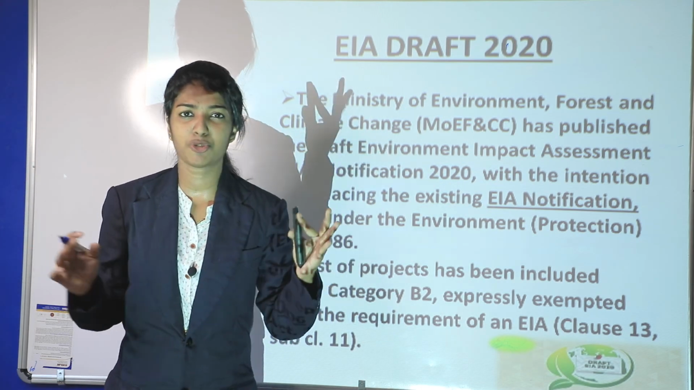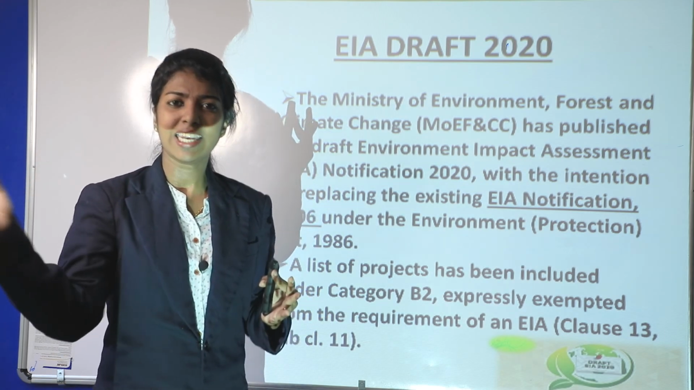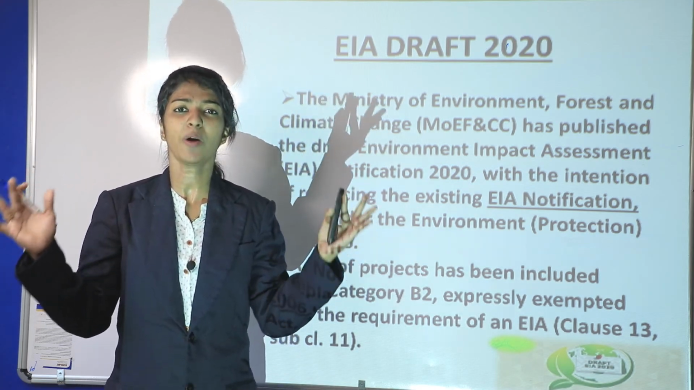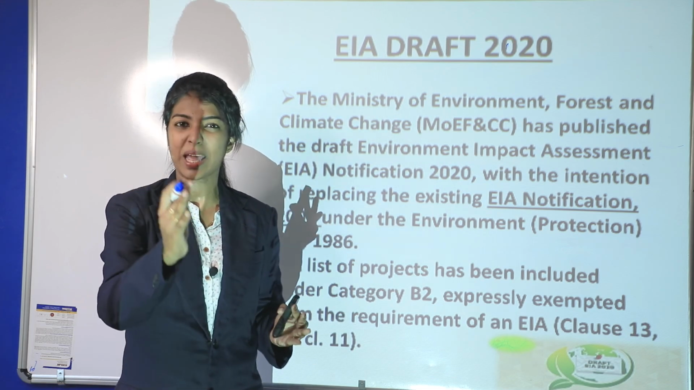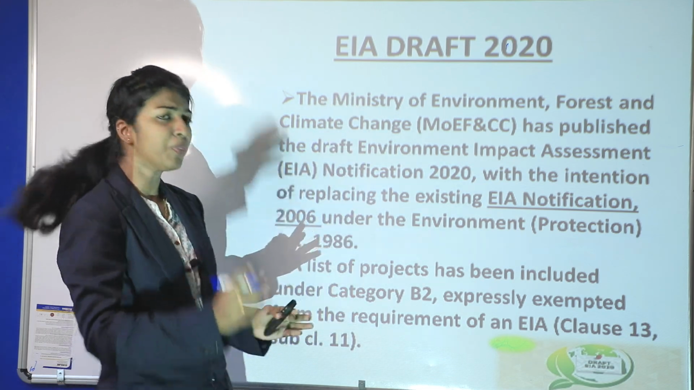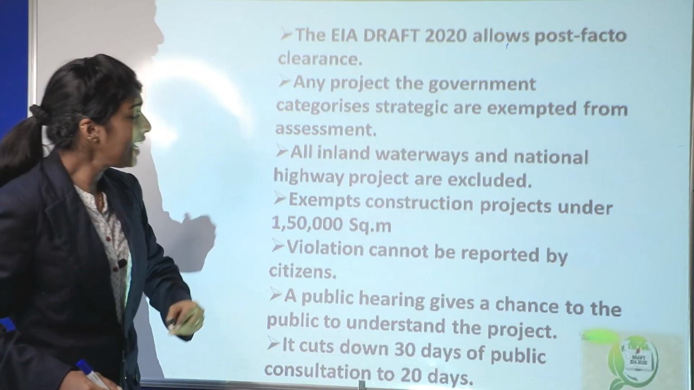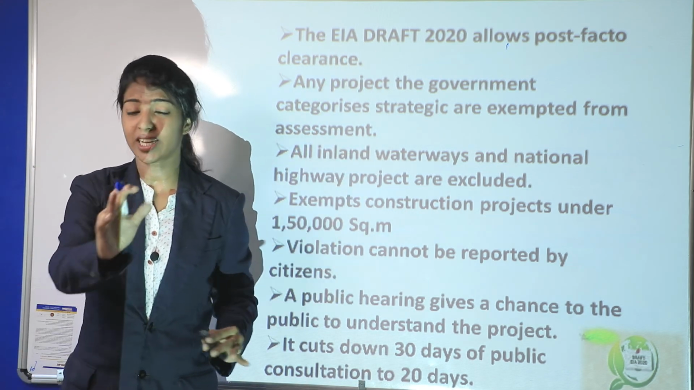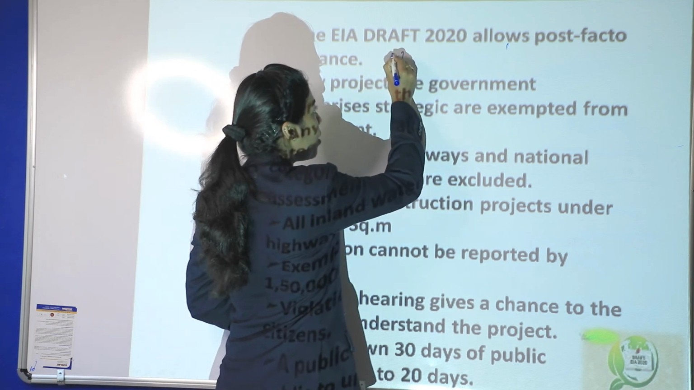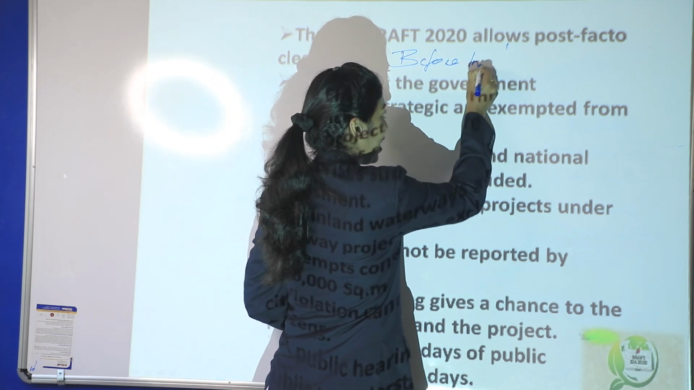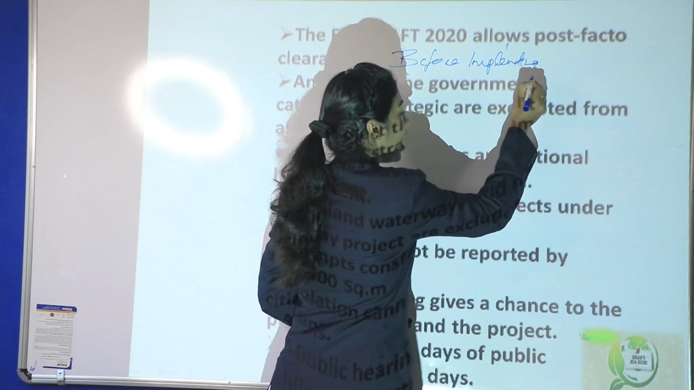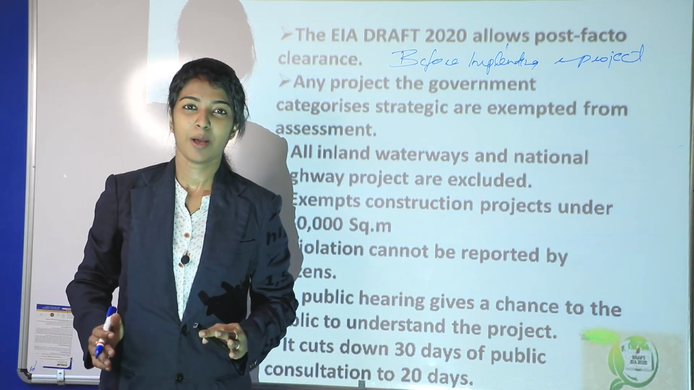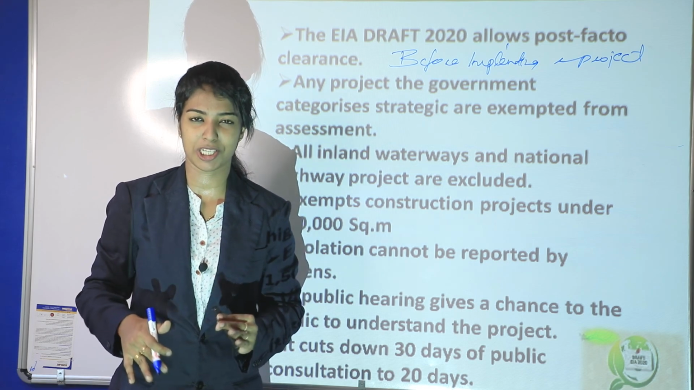So this EIA Draft 2020 shows a lot of negative impact upon the environment, because this draft is not taking proper consideration of the environment. That is the main drawback of EIA Draft 2020. Look more in detail. The EIA Draft 2020 allows post facto clearance. From the first definition itself, what I told you, EIA is done before implementing our project. It should be done in the before phase.